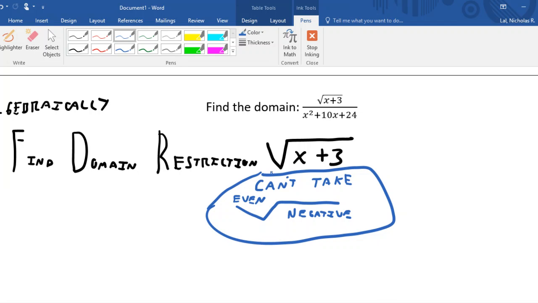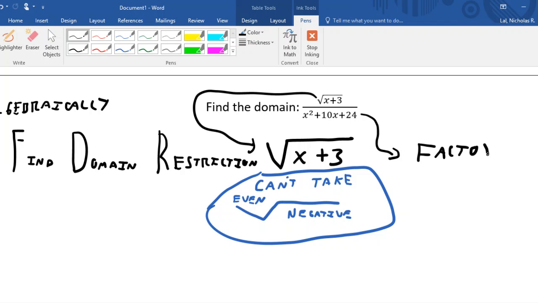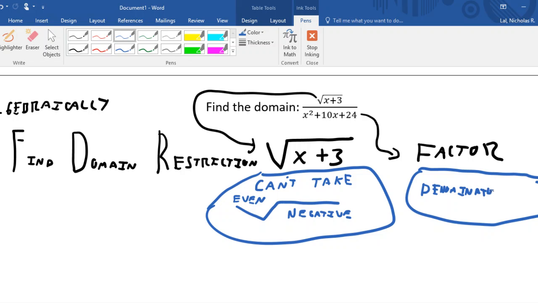And for the denominator, for x squared plus 10x plus 24, we need to factor, all right, and then know that the denominator can never be equal to 0. The denominator cannot equal 0. All right? So let's break this down.